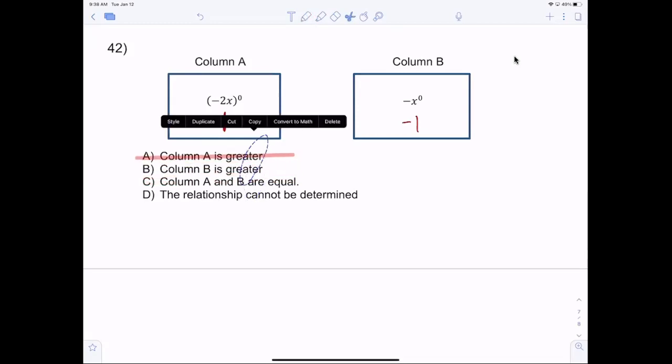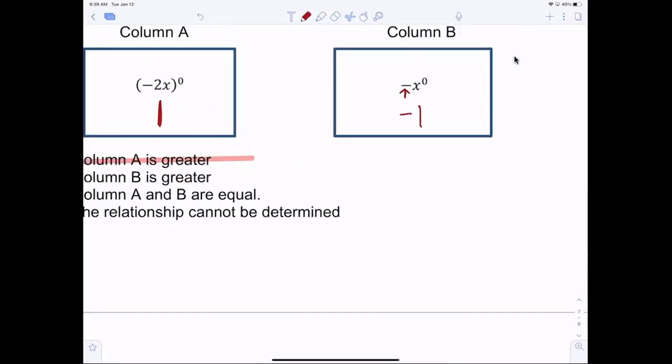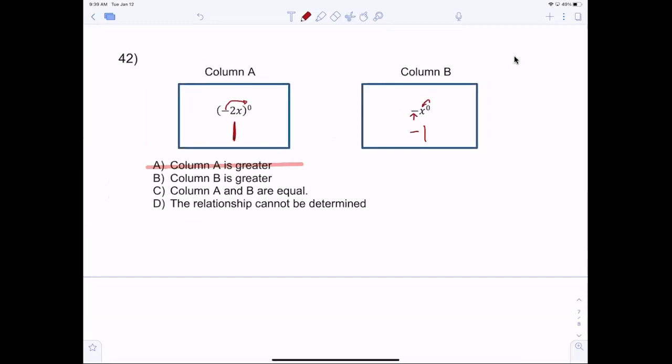So the correct answer is, in fact, A. Now again, notice the difference here, please. Is the negative to the 0 power in column B? No, it is not. The only thing to the 0 power is the X. Is the negative to the 0 power on A? Yes, because it's in parentheses. So please look at that over. All right. Anybody have any questions? Nobody?